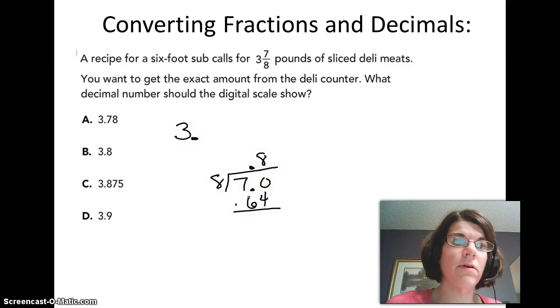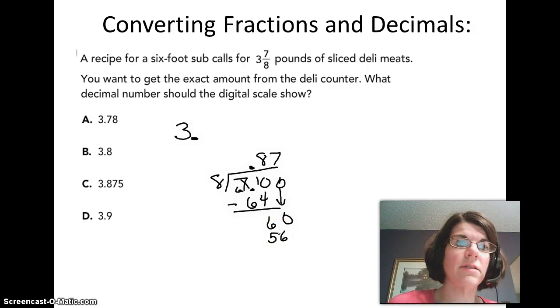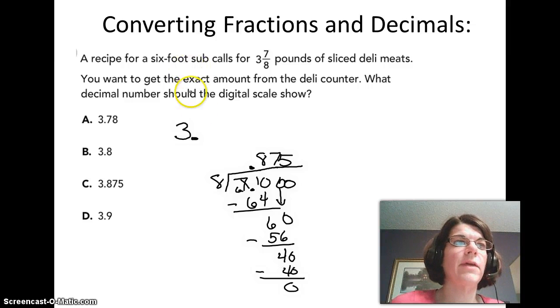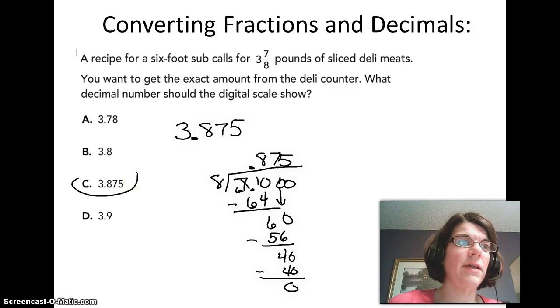0.64. We get 6 left over. And it goes in 7 times. We get 56. 4 left over. We're going to add another 0. And we get 5. So we get 3.875, which is choice C.